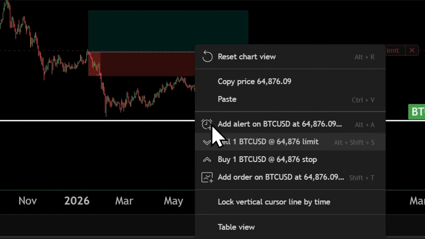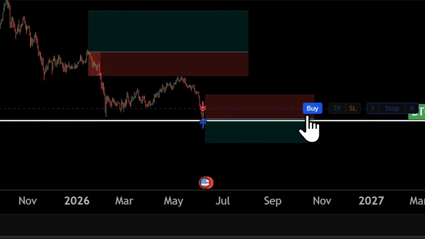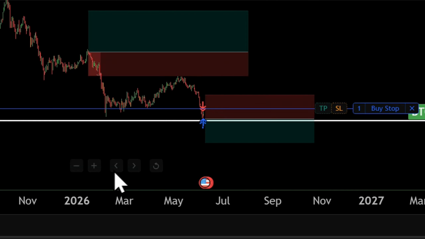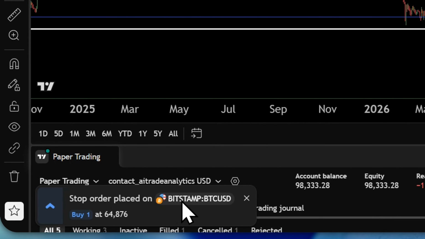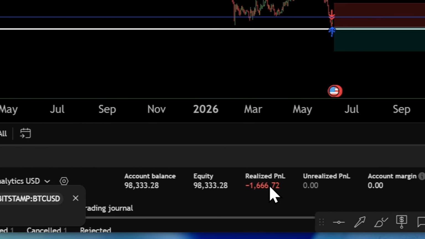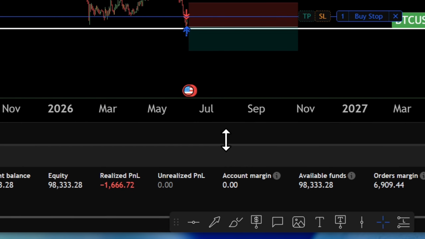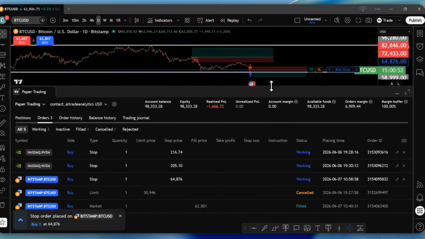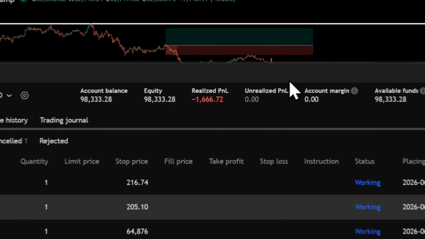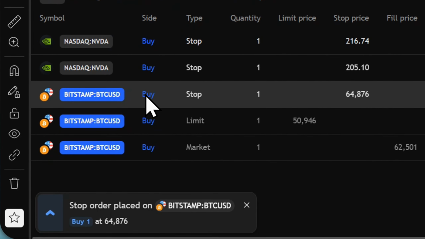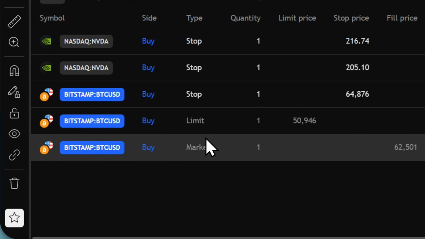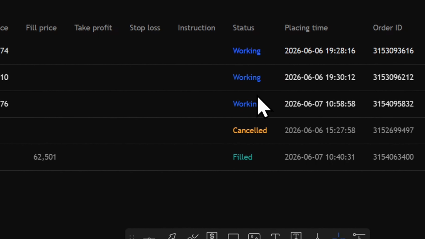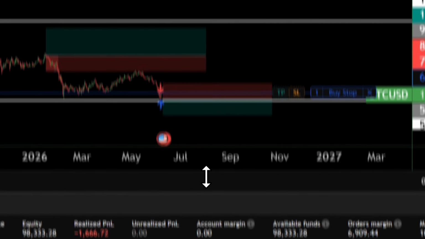Once the trade is active, you'll see it appear in your account manager. You can monitor profit and loss in real time. You can also add a stop loss and take profit directly from the chart. One thing I recommend is practicing trade management. Move your stop. Adjust your target. Observe how the position behaves. The goal isn't just placing trades. The goal is learning how trades evolve over time.